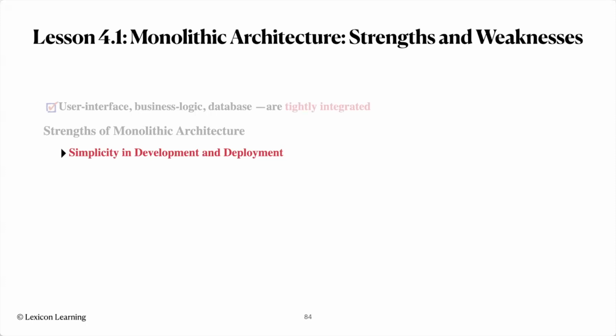The strengths of monolithic architectures are simplicity in development and deployment. Monolithic systems can be simple and straightforward to develop because all components reside in a single code base. Performance benefits is one of the strengths. Communication between components happen within the same process, making it faster than inter-process communication in distributed systems.